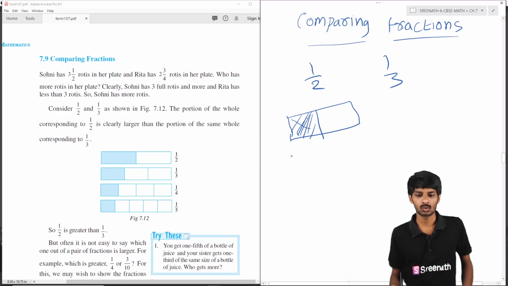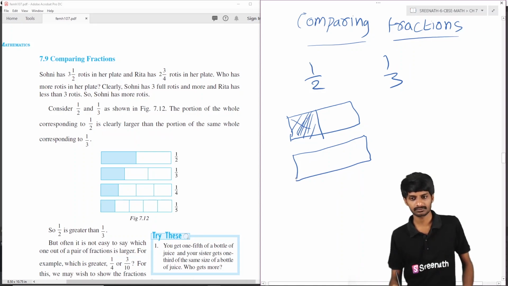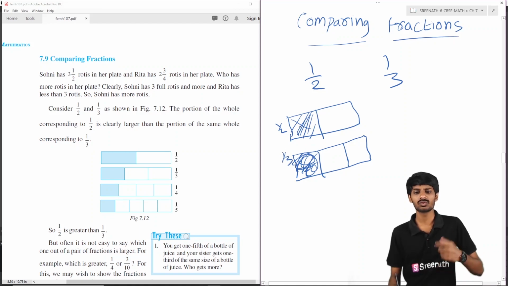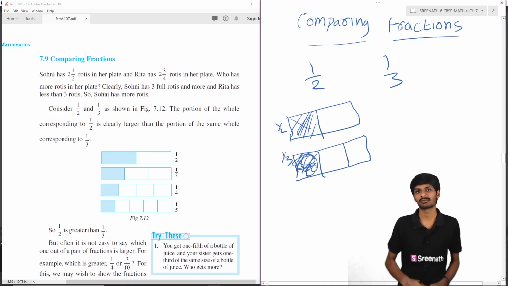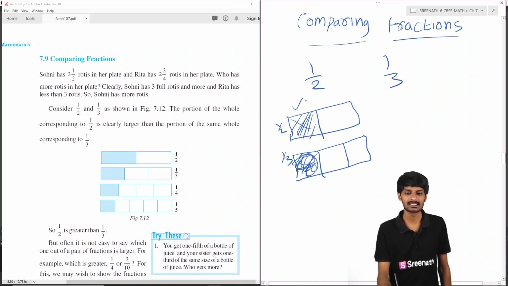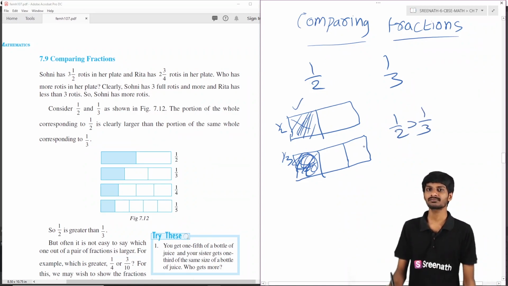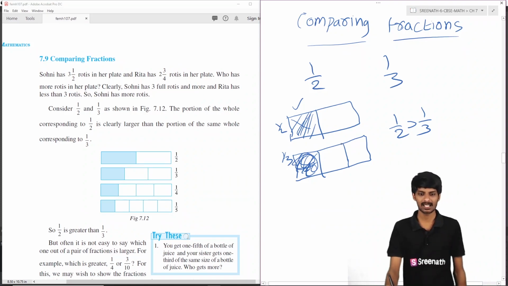And what happens to 1/3? The same whole is made into 3 equal parts, and one out of it is shaded. So it is 1/2 and it is 1/3. Seeing both, which is greater? Obviously we can say this is greater. So 1/2 is greater than 1/3. Okay, students, that is the case.